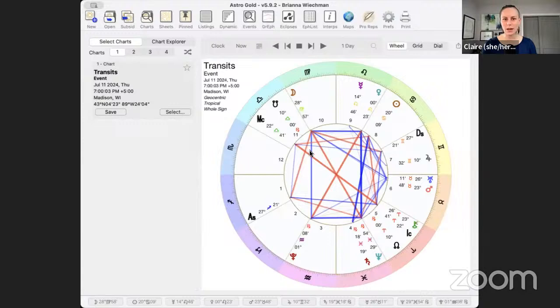So the first question comes from Amelie, and they were wondering about the difference between Davison charts and composite charts and what these are. If you know, you know. If those are new terms for you, a Davison chart and a composite chart are just ways that we squish two people's charts together into a relationship chart. This is something that we use for what we call synastry. Synastry is just a fancy word for relationship astrology.